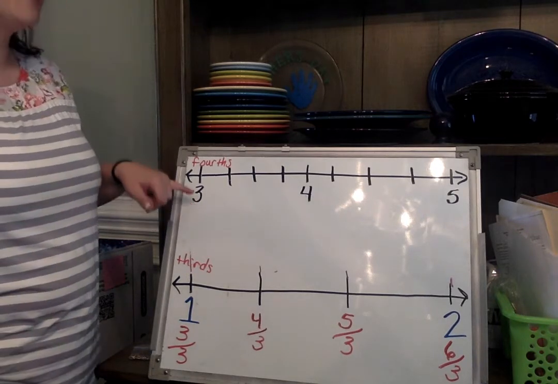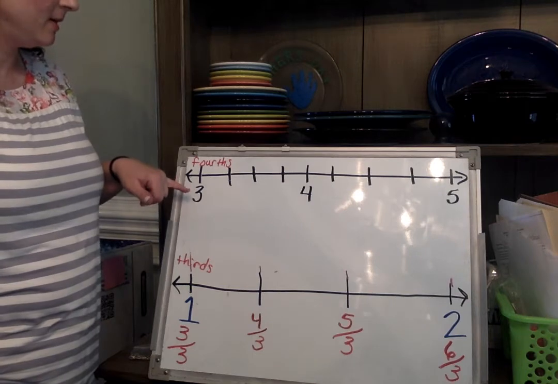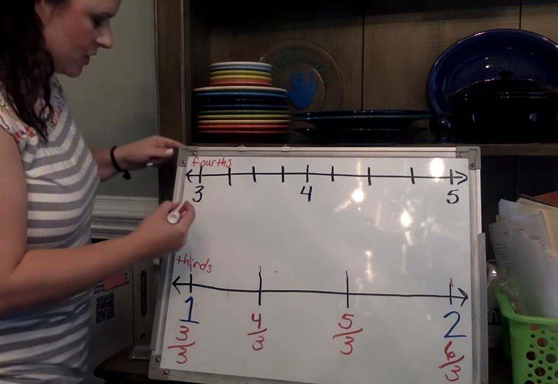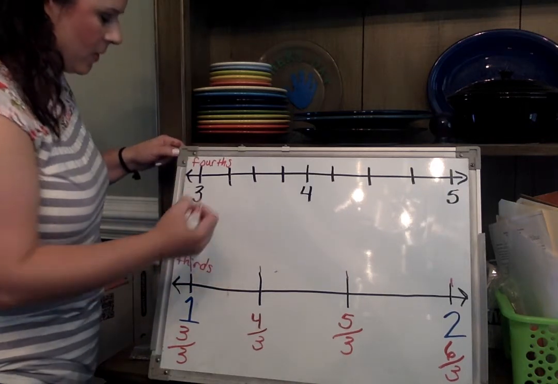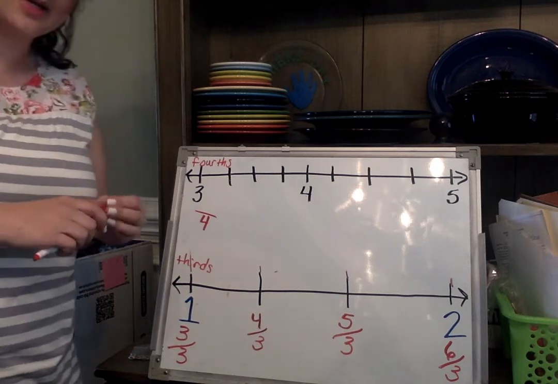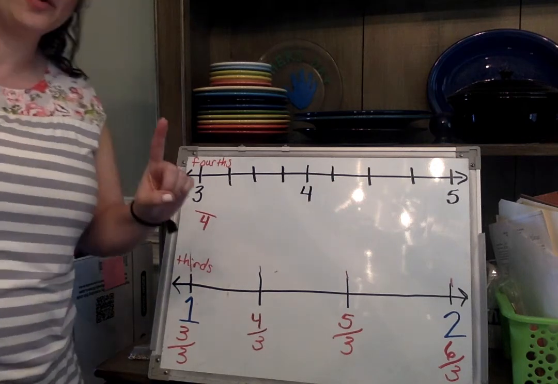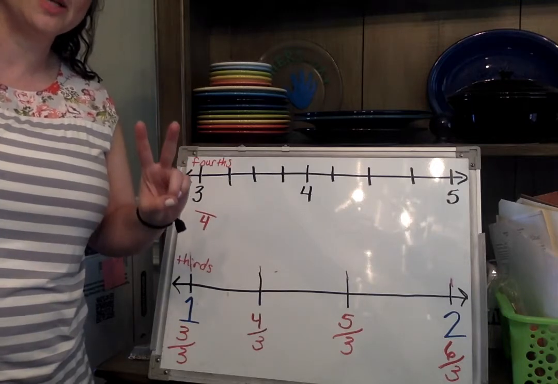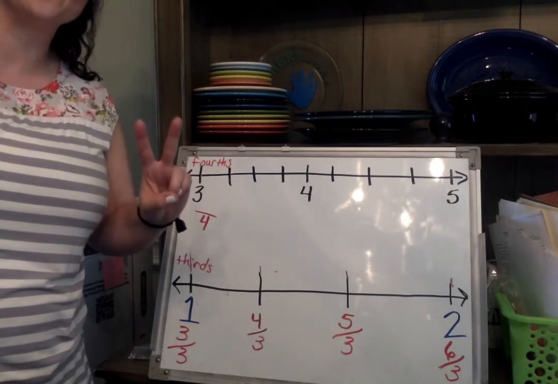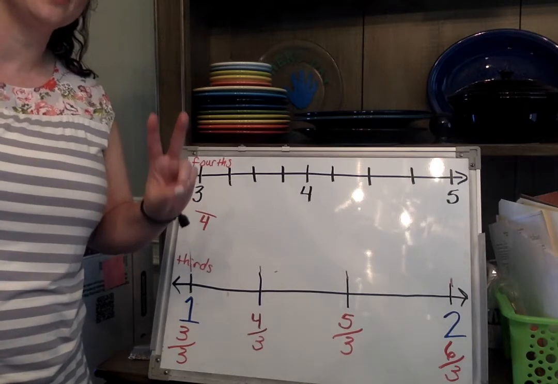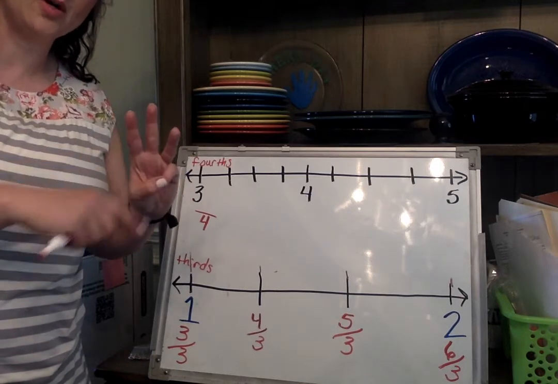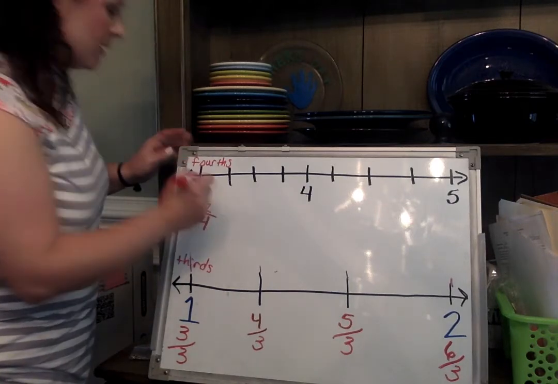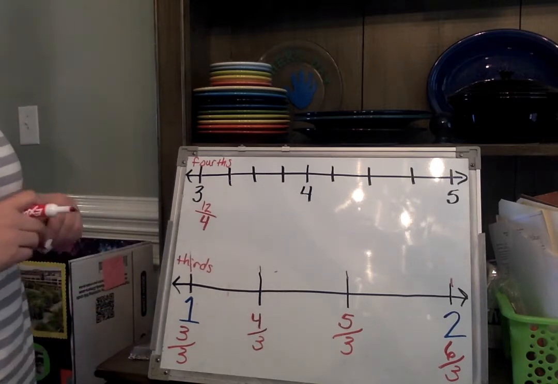Okay, 3, I've got 3 wholes. Okay, well, I know my fraction is going to be fourths. Okay, so 4/4 makes 1 whole. How many fourths would make 2 wholes? Oh, 8/4 because 4 plus 4 is 8. I need to add 4 more. 4, 8, 12. 12/4 makes up 3 wholes.